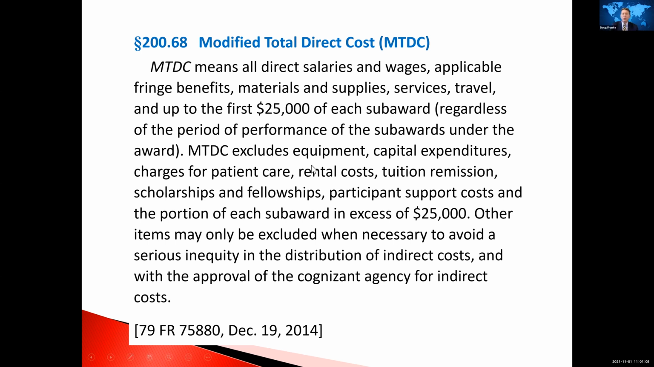What do they exclude? You can read it here: equipment, capital expenditures, patient care, rental costs of your building, tuition, which you're not going to see, or scholarships and fellowships, but then participant support costs, and then all the subrecipient amounts over $25,000 are excluded. When we do the other webinars and trainings, we do have time to go through an exercise, and everyone thinks based on this it's easy. It's not easy. Once you've done a couple of them, then the penny drops and it sinks in.